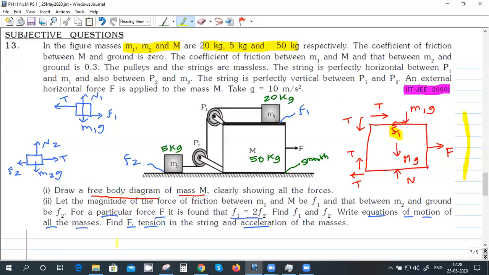What about the next one? Magnitude of friction force between M1 and F1. Okay, you have to solve for these three. And this is the condition that you are given. So you have to draw the two free body diagrams for the other two blocks, M1 and M2.